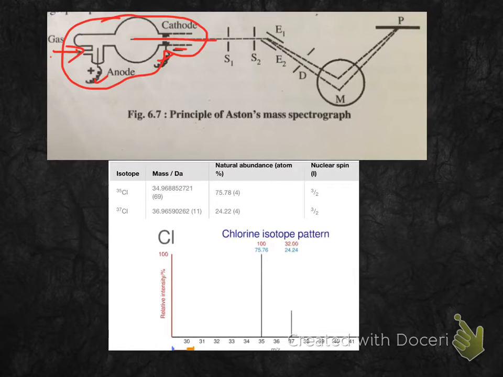Then they are made to pass through two slits S1 and S2. Then we will get a narrow beam of positive rays, and they are subjected to electric field using E1 and E2. On applying the electric field, they get deflected in this direction, and also they undergo divergence depending on the velocity of each beam.